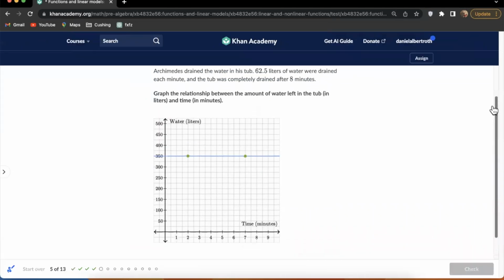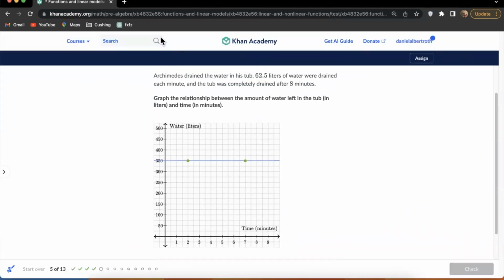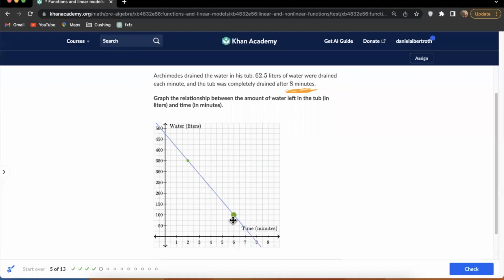All right, so it says Archimedes drained the water in his tub. 62.5 liters of water were drained each minute, and the tub was completely drained after 8 minutes. So what I'm going to do is I know already that on this graph, if I go over to 8 minutes, I have 0 water. So I know this point right here will be on the graph. 8 minutes, no water. The question is, how much water did I start with?